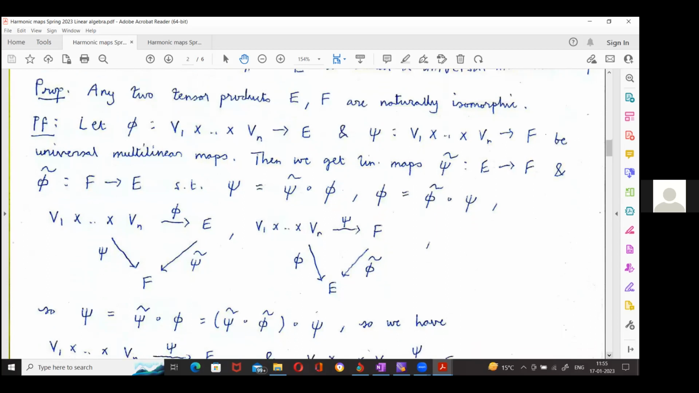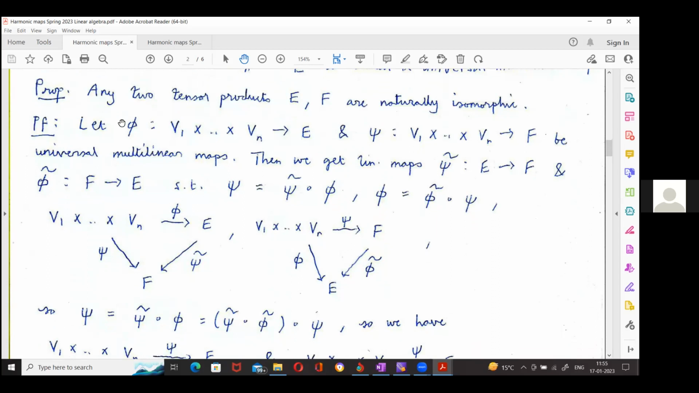So this will follow in a straightforward way from the universal property of tensor products. So suppose φ from V1 cross Vn to E and ψ from V1 cross Vn to F are the two universal multilinear maps for the two tensor products E and F. Then if I look at ψ, ψ is a multilinear map from V1 cross Vn to F.